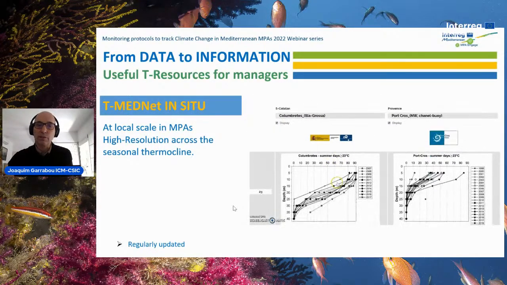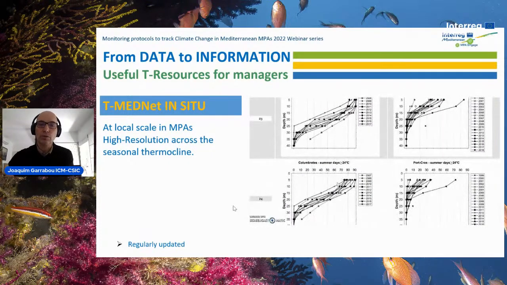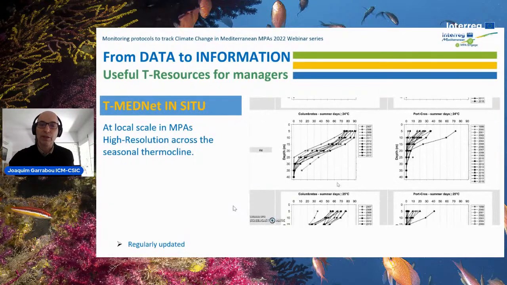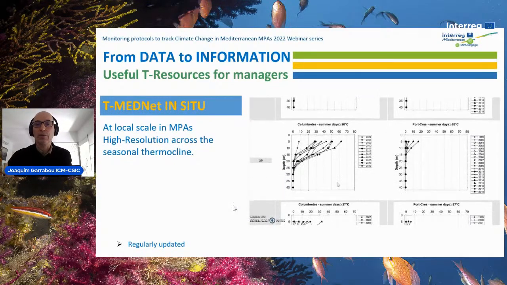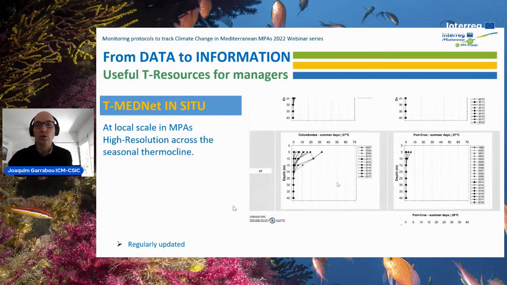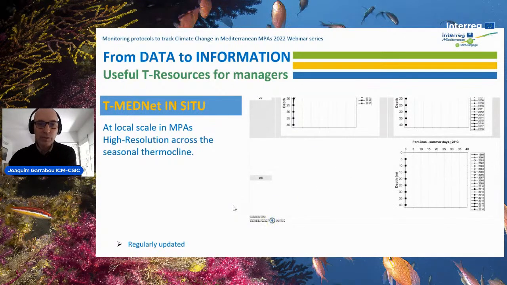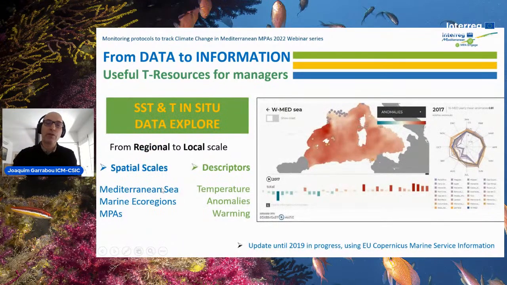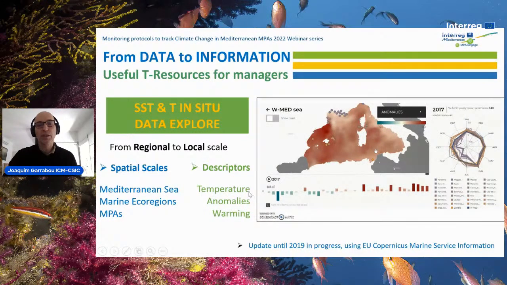And this one, for instance, is about the threshold. So how many days have been over 23, over 24, or over 25 degrees in the different areas. And you see, for instance, here that the conditions in Columbretes are quite different than in Port-Cros, right? So this is a way to go from the data to information and to explore. And I invite you to explore and to visit the website.